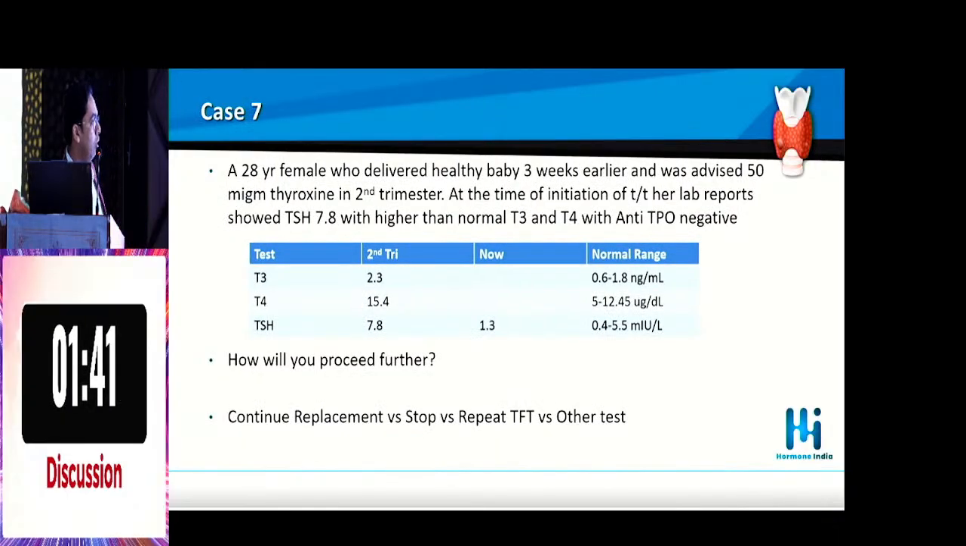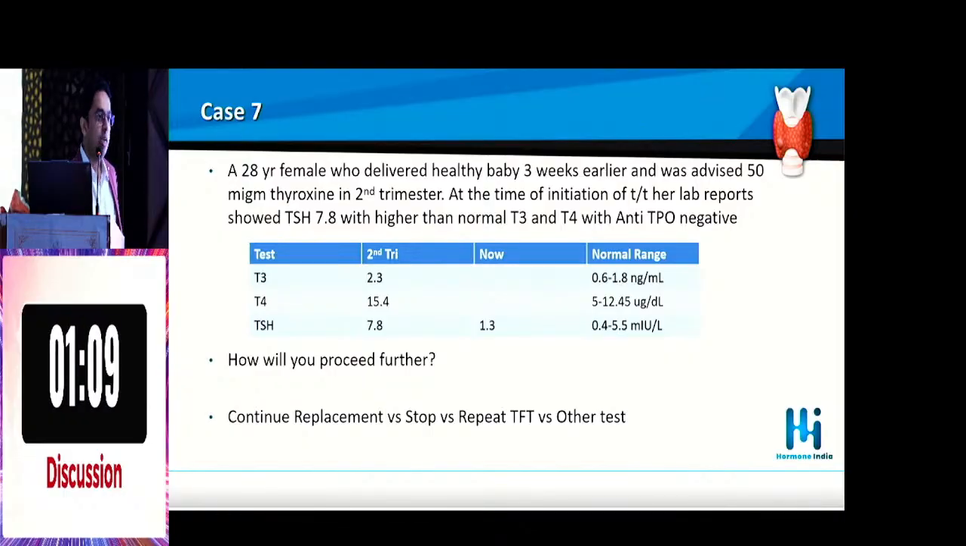Now we have a lot of gynae here. So, a 28-year-old female who delivered a healthy baby 3 weeks earlier and was advised 50 microgram in the second trimester. This is the second trimester report. T3 is 2.3, T4 is 15.4, TSH is 7.8, and now the report is 1.3 and NT-TPO is already done, negative, and the TSH at baseline was 7.8. So do you want to continue replacement with the 50 microgram? Do you want to stop treatment? Do you want to repeat or do you want some other test?